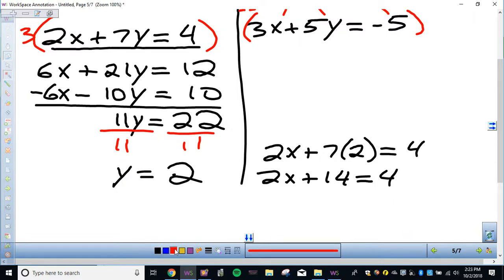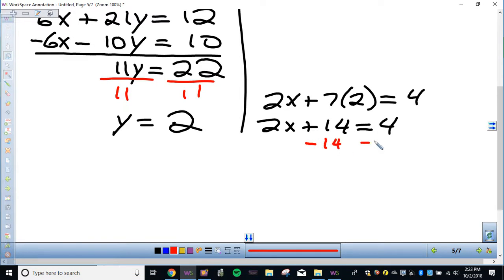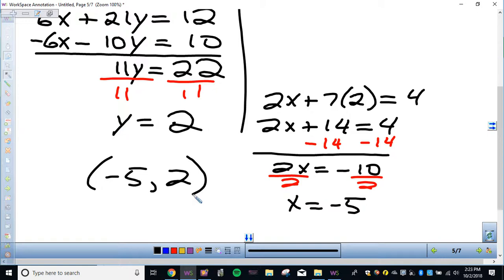What's the next step, Riley? Subtract 14 from both sides. So you get 2x equals negative 10. And all you got to do is divide by 2. X equals negative 5. As an ordered pair, negative 5, comma 2. So if we were to solve both those equations for y and graph them, those 2 lines would cross at negative 5, positive 2. That's all we're doing.